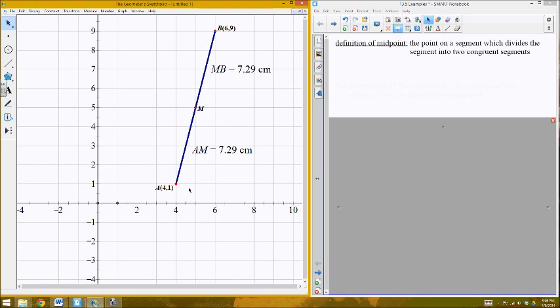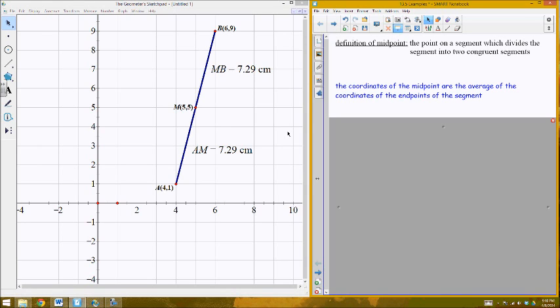Now, to notice what the coordinates of this midpoint are, we could read them off, and it turns out that it is (5, 5). To see how those coordinates relate to the values of A and B, you may notice that this value 5, 5 occurs not just in the middle of the segment AB, but in the middle of their X values and in the middle of their Y values. So the coordinates of the midpoint are the average of the coordinates of the endpoints of the segment.